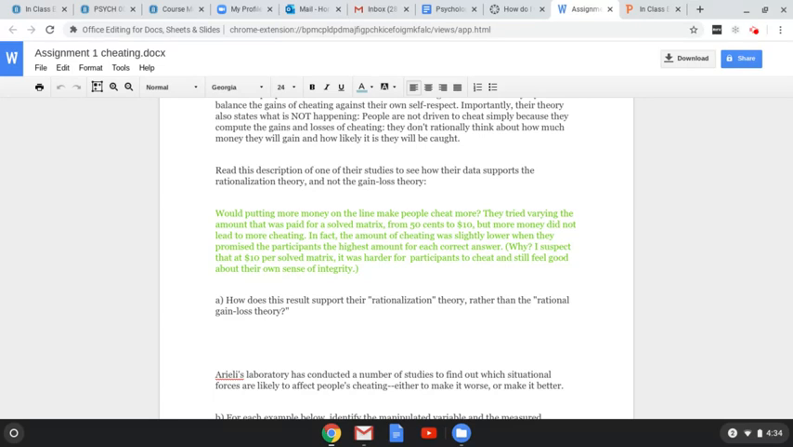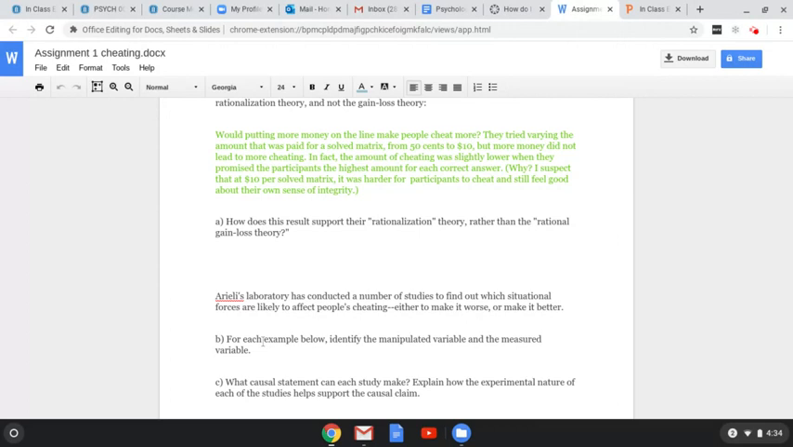So for each of the following scenarios, you're going to have A, B, and C. A is how does this result support rationalization theory and not rational gain-loss theory? And then I want you to tell me B and C. So for B, each example, I want you to identify what's called the manipulated variable and the measured variable.